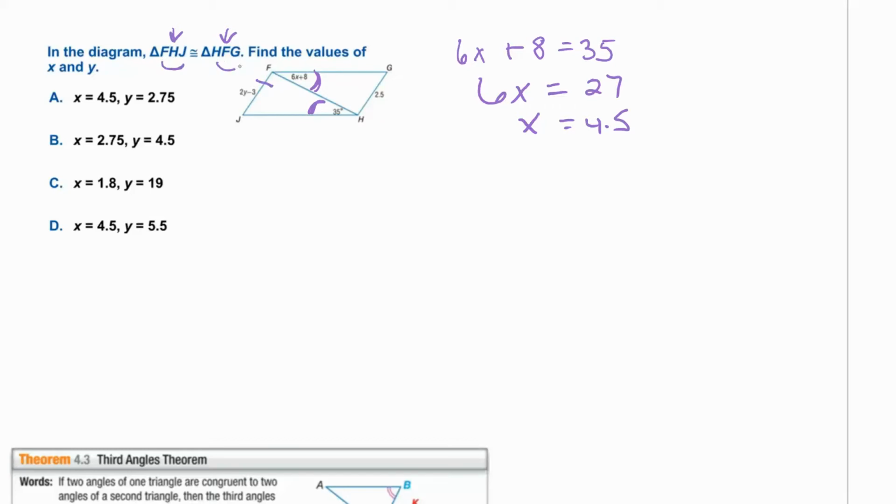I also know that FJ is congruent to HG. So 2y minus 3 equals 2.5. 2y equals 5.5, y equals 2.75. So the correct answer is A.